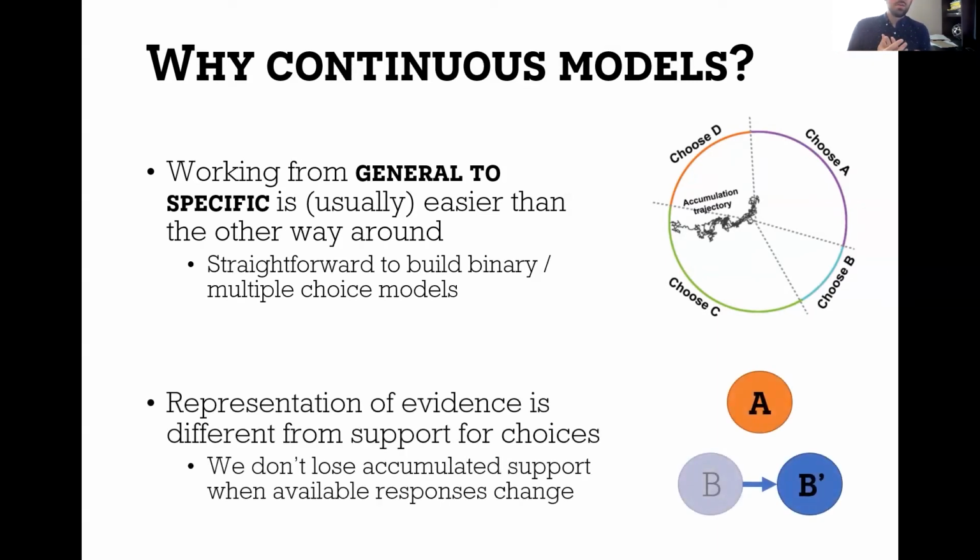The second reason to be interested in these models is that the representation of evidence in these models is particularly interesting, because they represent the information about the stimulus as distinct from the representation of support for each of the options that we might choose. As we accumulate information from the stimulus, we represent that separately from the support that we have for available options. When those available options change, in cases like phantom decoy effects, we don't lose all that information that we've gathered. This is going to be particularly important for the effects that I'm going to talk about today.